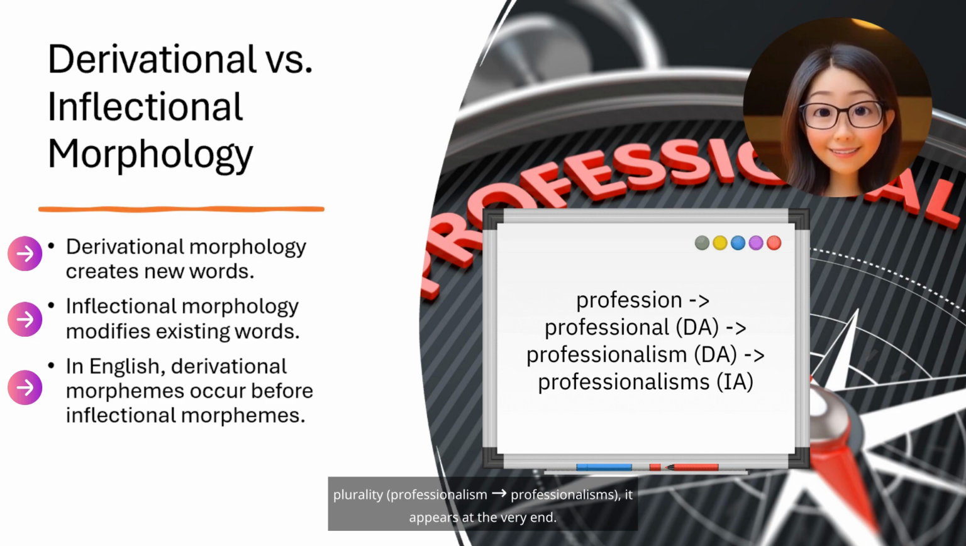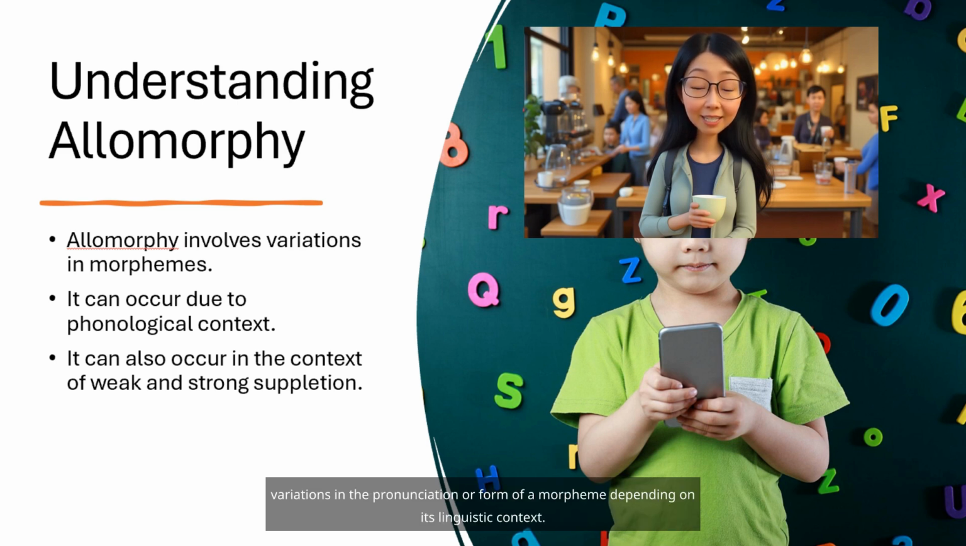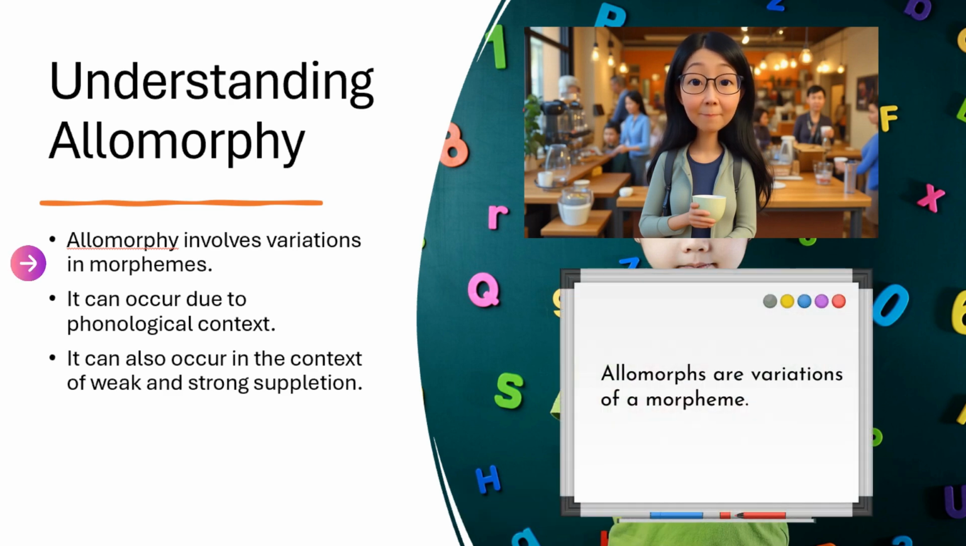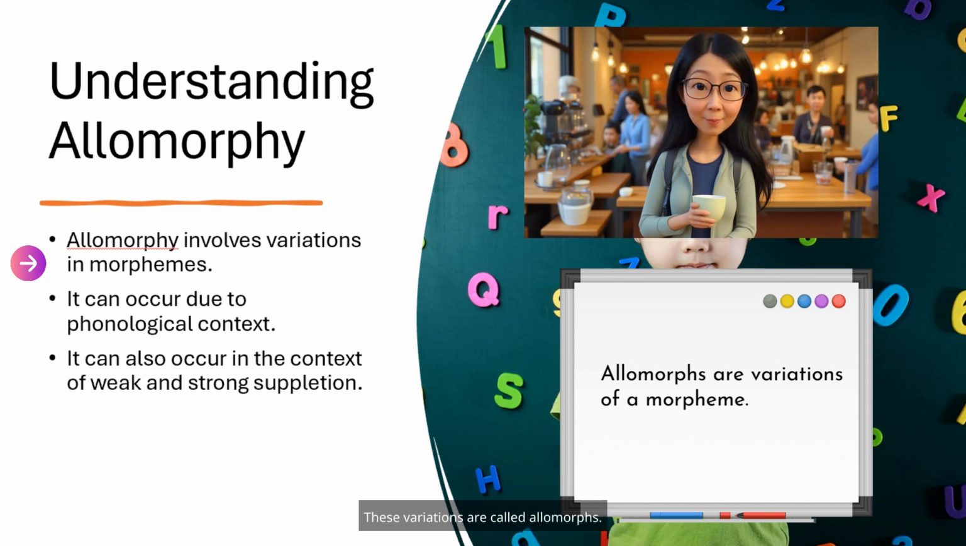at the very end. In this section, we will explore allomorphy, which refers to variations in the pronunciation or form of a morpheme depending on its linguistic context. First, what is allomorphy? A morpheme is the smallest unit of meaning in a word, but sometimes its form can change without altering its core meaning. These variations are called allomorphs.